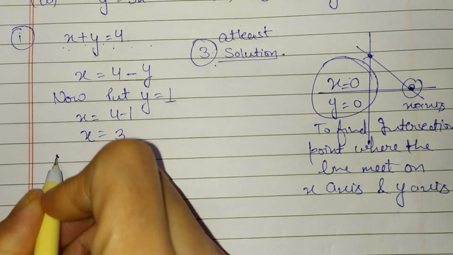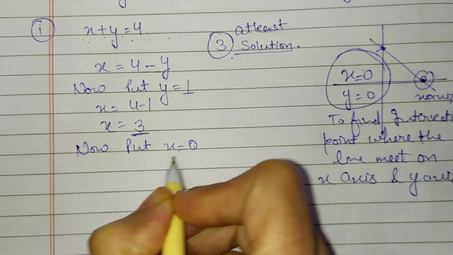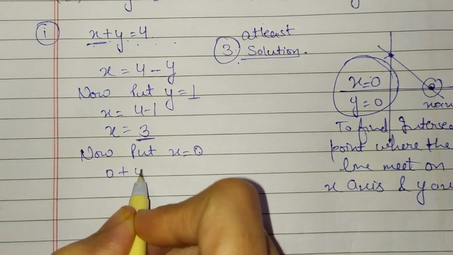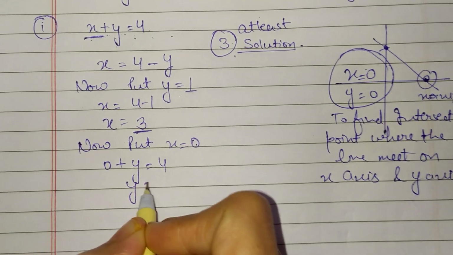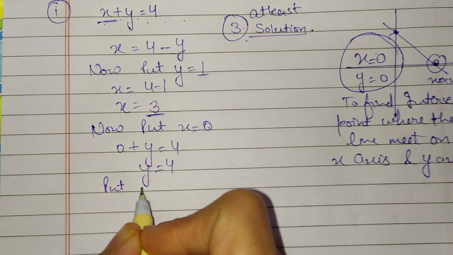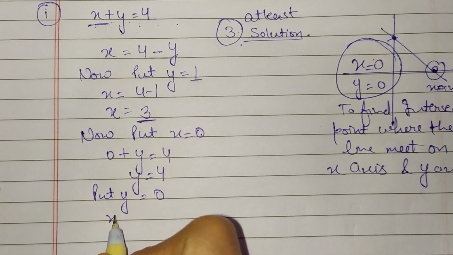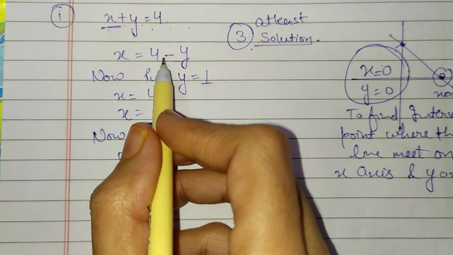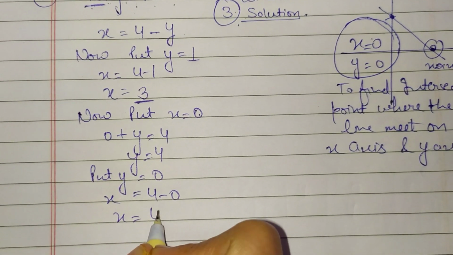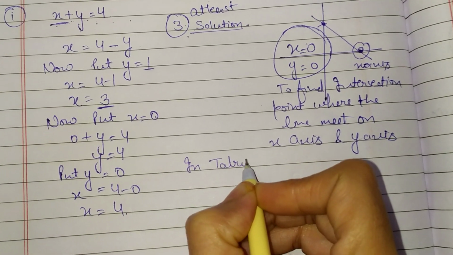So now put x is equal to 0. X is 0 in this. 0 plus y is equal to 4. Y is equal to 4. Now again put y is 0. That is x is equal to 4 minus y. It means 4 minus 0. X is 4.